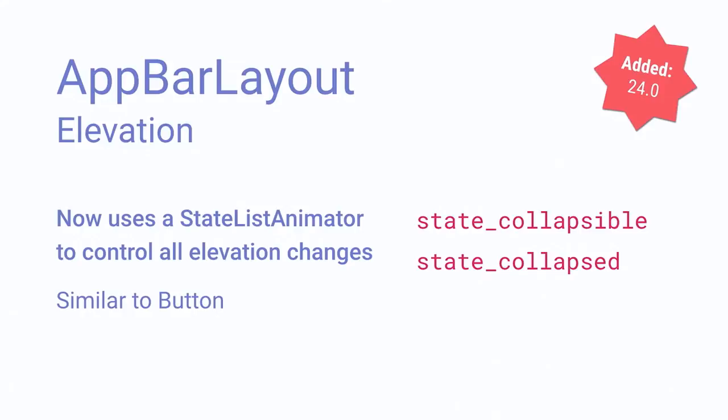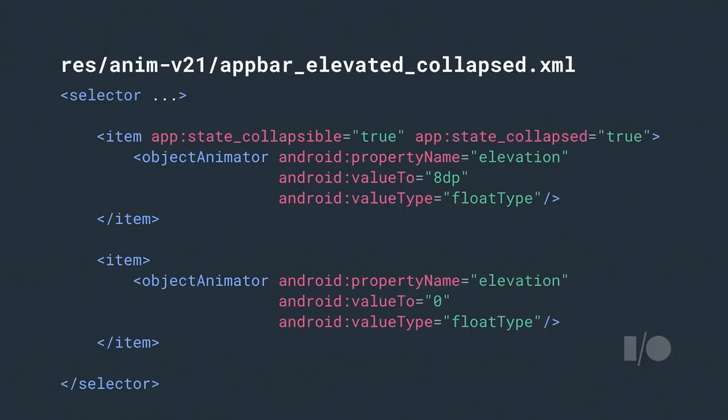So let's take a look at an example. Here we're going to implement the scenario where you want it to be elevated when it is collapsed, the second scenario. This is already given to you by default, so you do not need to implement it. We're just going to use this example to show you how to use the new states. So here we have 2 items within this state list animator.